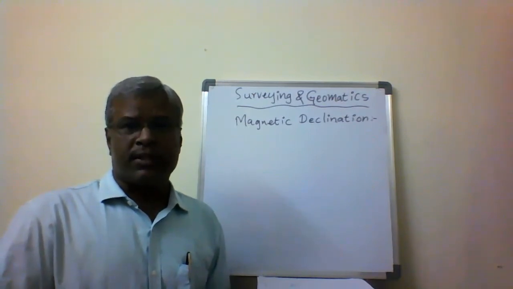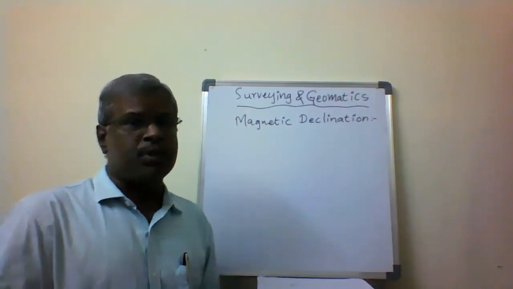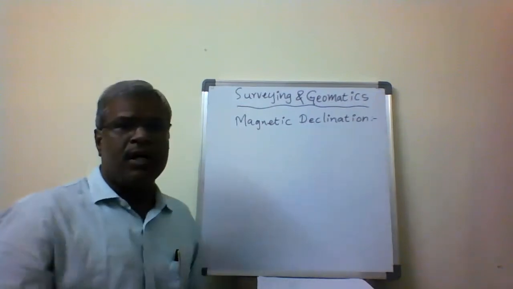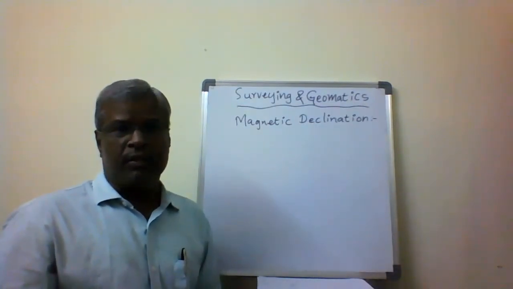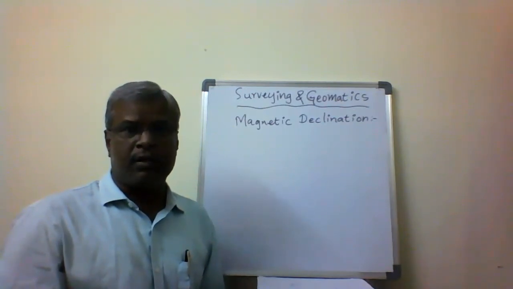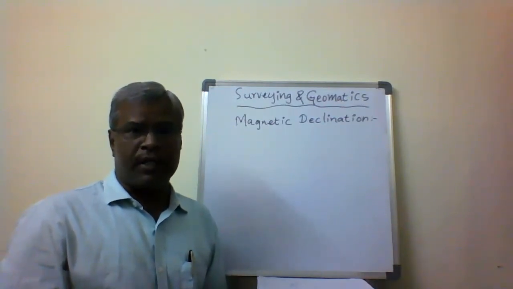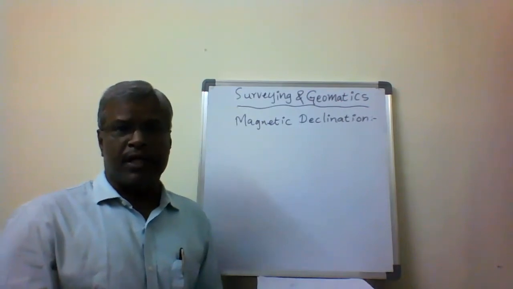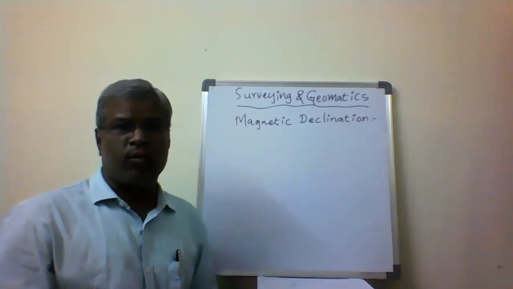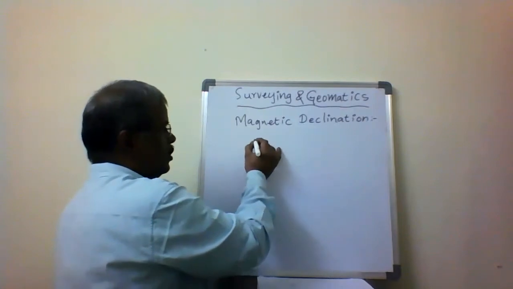So I'm going to be teaching the subject Surveying Geomatics. For today's session, I'm going to be discussing magnetic declination. What is meant by magnetic declination? What are the variations in magnetic declination? And if the declination is present, how are we going to calculate the bearings? First we have to know the magnetic declination concept, and first we have to understand what is meant by the bearing.